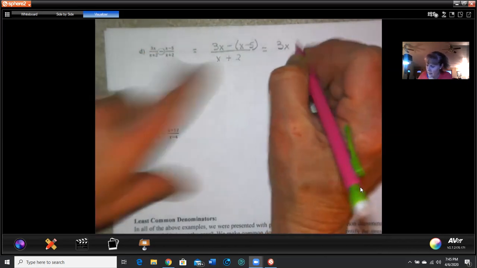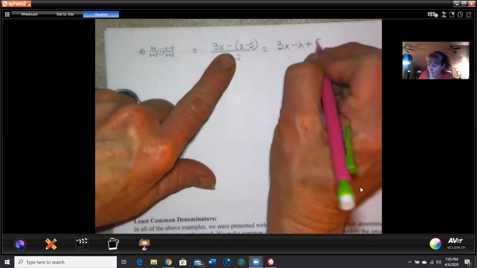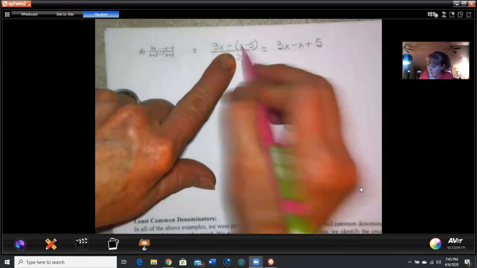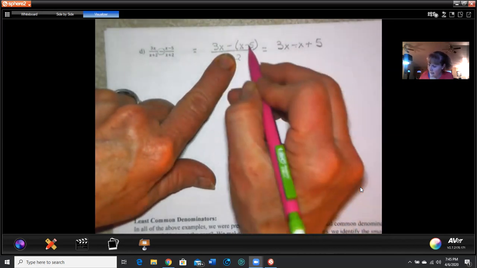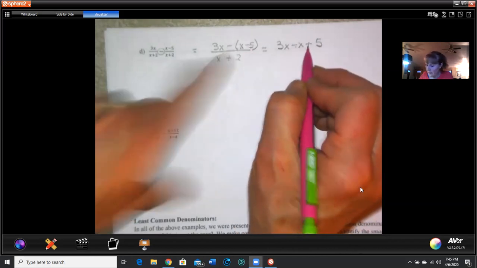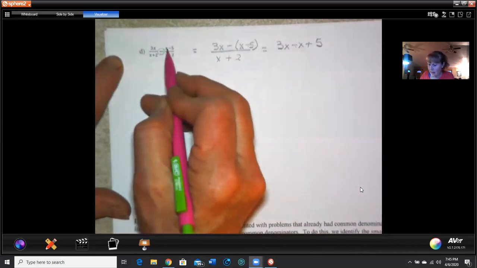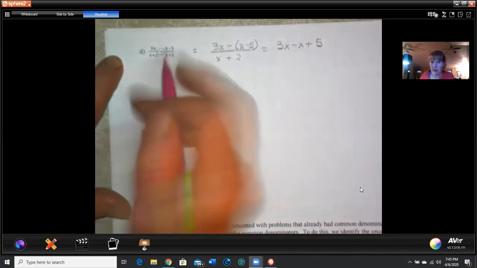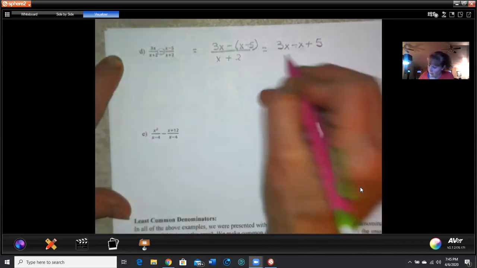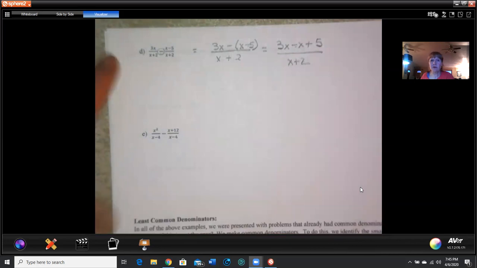3x minus x plus 5. So the x becomes a minus and this subtraction becomes an addition. So whenever you have a subtraction, it will change the signs in the numerator every time. All over x plus 2. So just be aware of that as you're doing your homework.